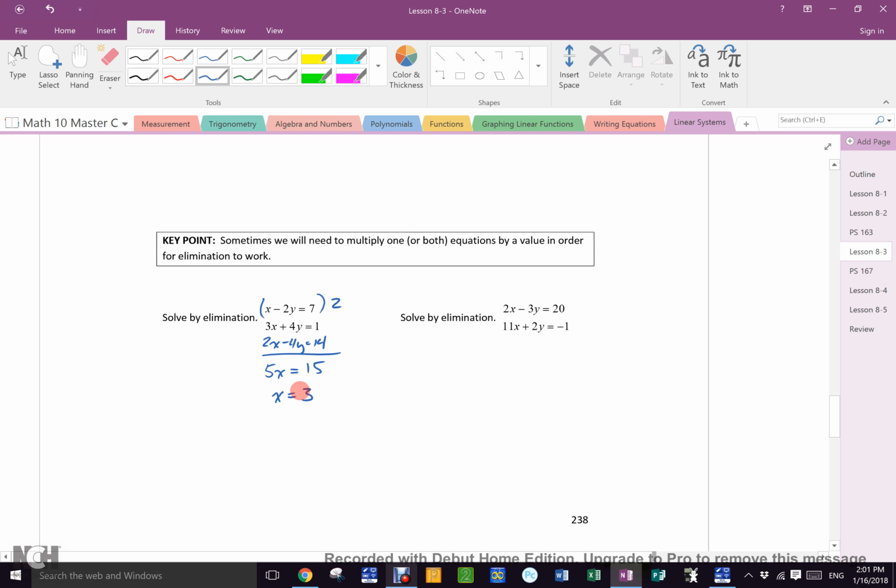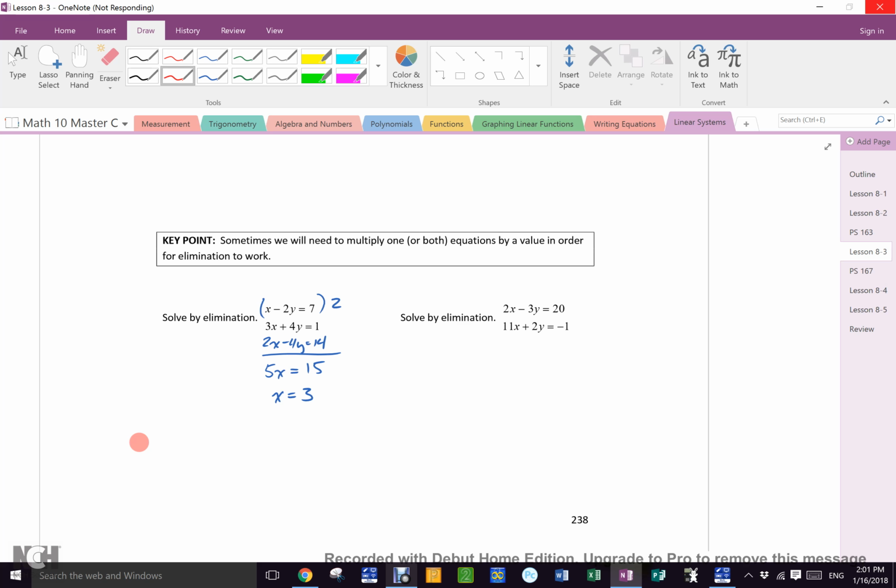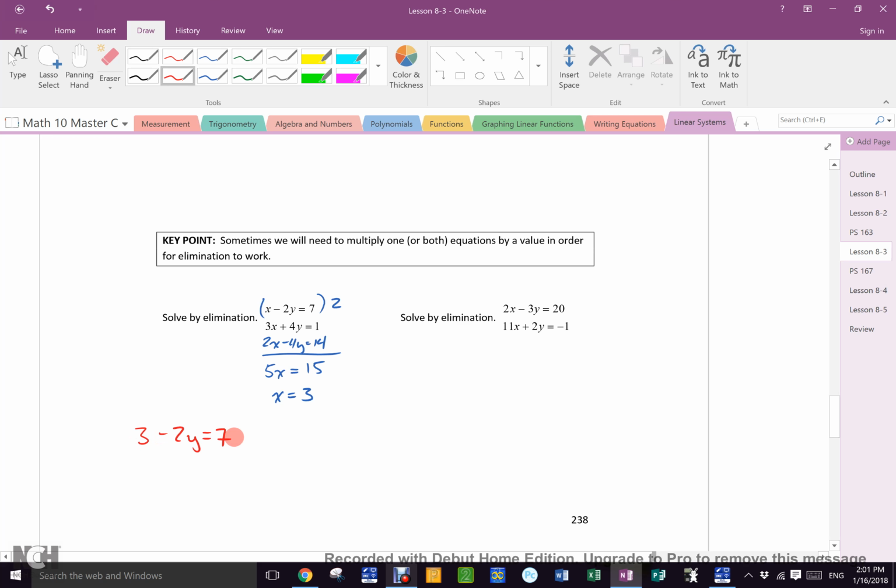If x equals 3, where can I put it? Any x I see. So how about 3 minus 2y equals 7? Would that work? Okay, what would you do next? 2y would equal 4, and y would equal negative 2. What is my ordered pair? 3 and negative 2. Should I check it?